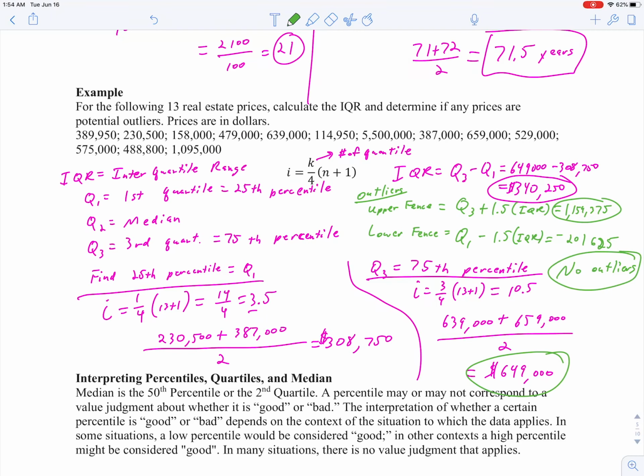Again, think of these fences, upper fence and lower fence. Fences keep things out. Any values lower than the lower fence, or greater than the upper fence, those numbers from your data set up here would be outliers. But in this case, we don't have any. Okay, there we go.